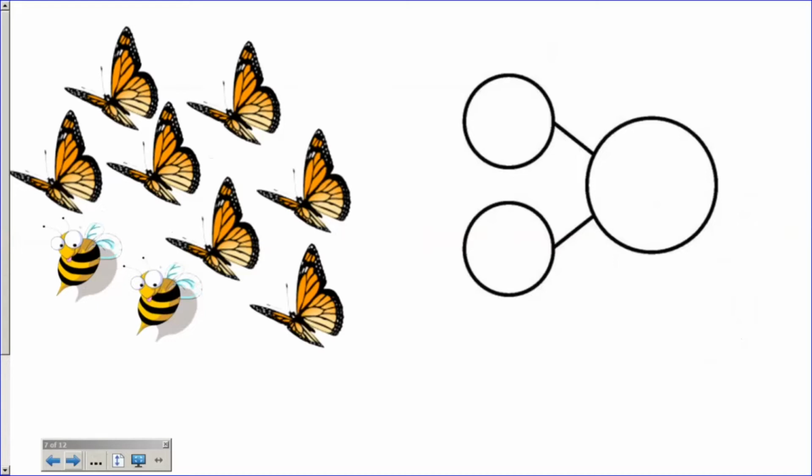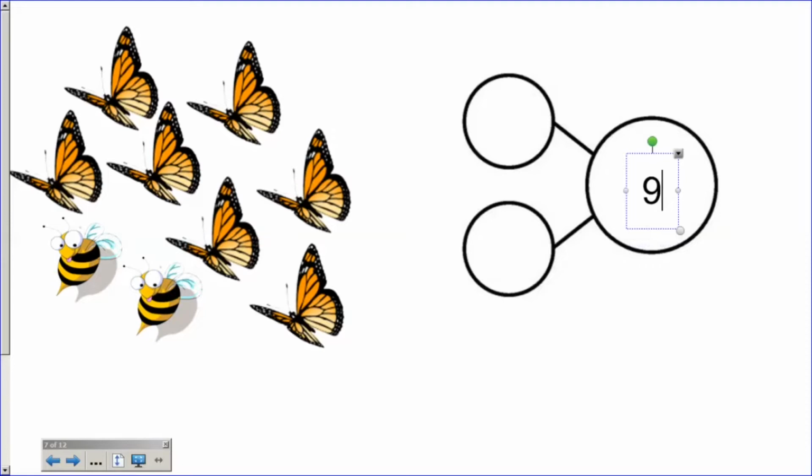Let's do another story. Now, I noticed after I planted my flowers, there were some bees and butterflies that came. Now, I know you've been talking about insects and bugs with Mrs. Hurleman. So let's see how many insects came to my garden. How many insects visited my garden? You are right, 9. Well, let's take a look at those 9 insects.